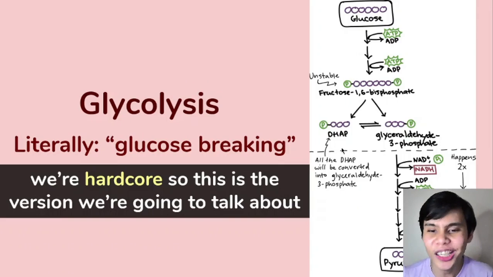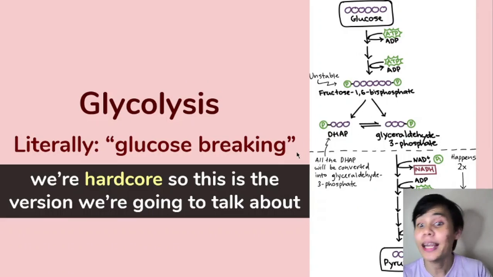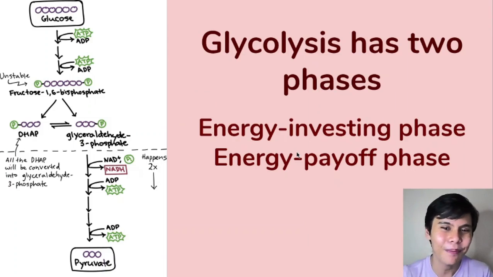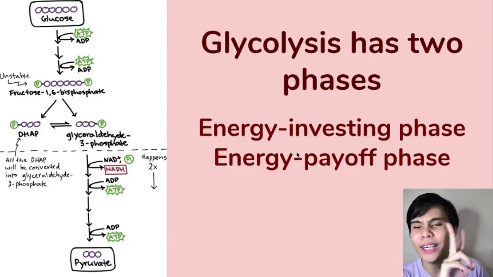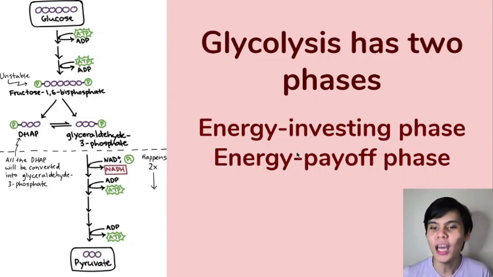But we're hardcore, so we're not going to go with the simple version. We're doing the detailed one on this side. I'm not making you memorize the molecules, don't worry, but you do need to count. So first, there are two phases, the energy investment phase and the energy payoff phase. What does this mean? You gotta give before you get stuff.